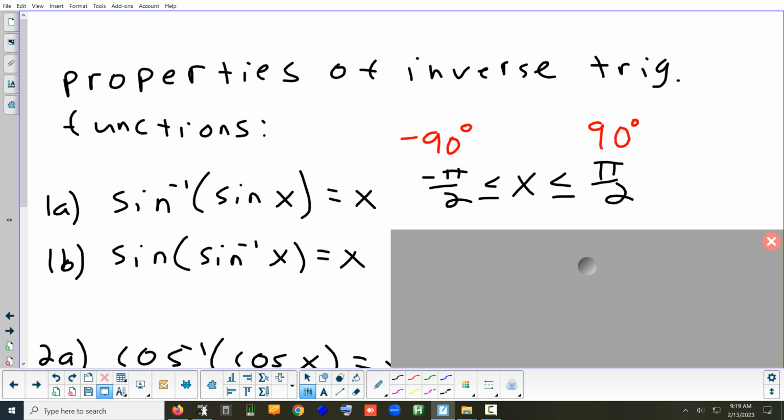When we started the whole thing, we said we had to find a section that passed the horizontal line test. That's the section that passed. So we still have to stick with those numbers.